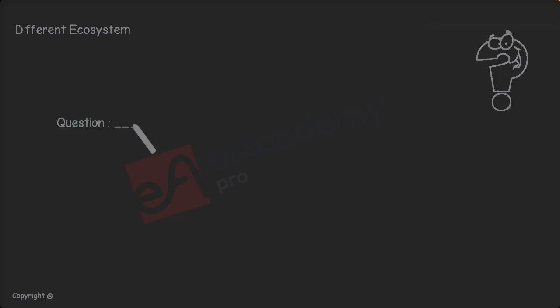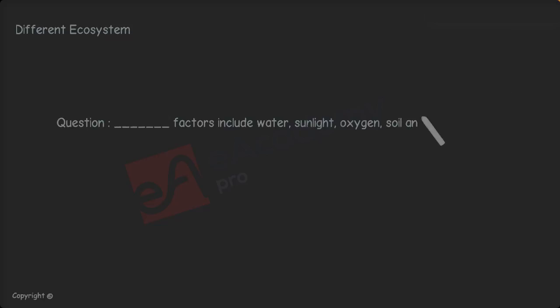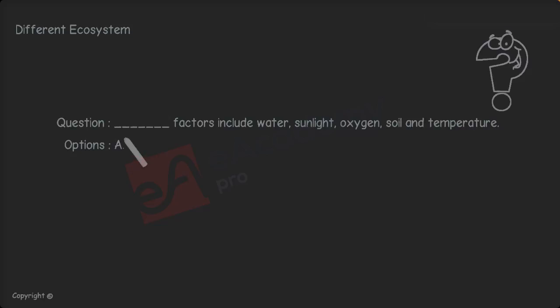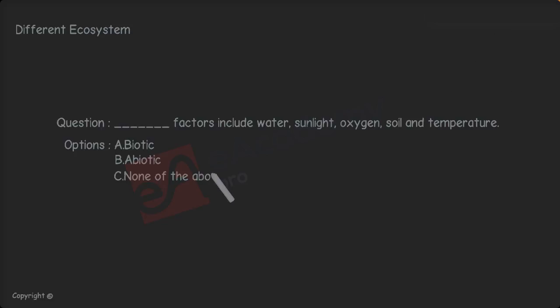Number 3. Dash factors include water, sunlight, oxygen, soil and temperature. The options are A. Biotic, B. Abiotic, C. None of the above. The correct answer is option B, abiotic.